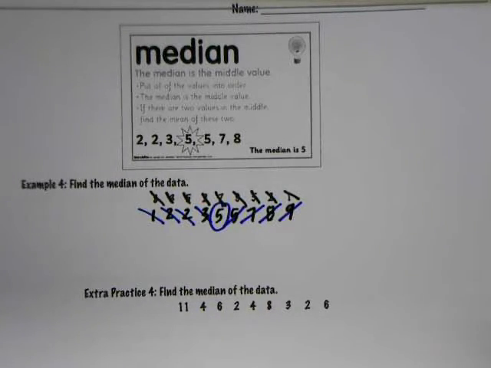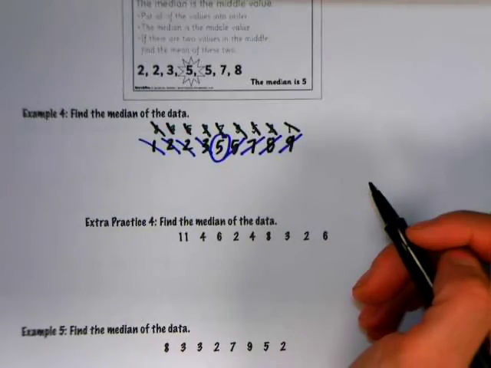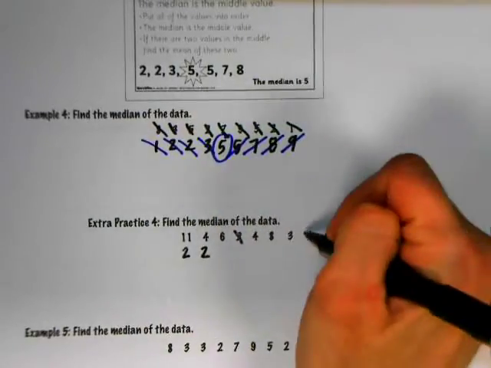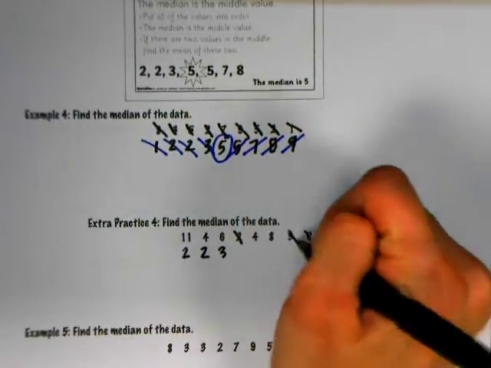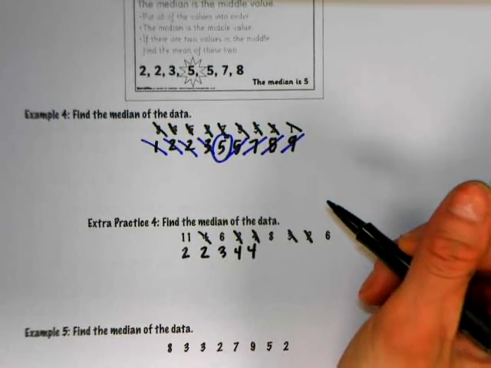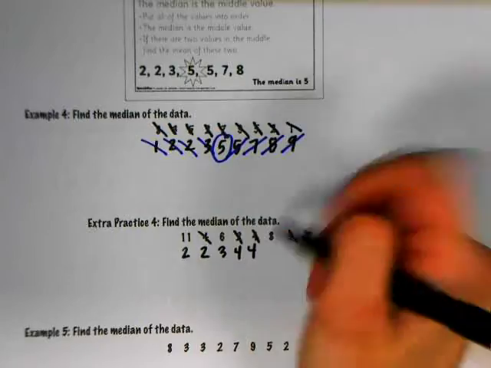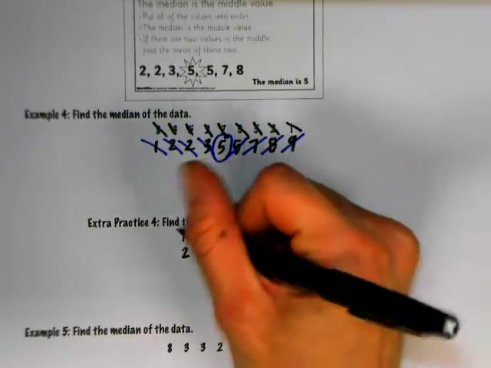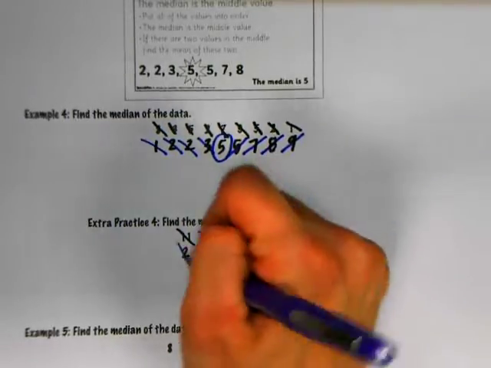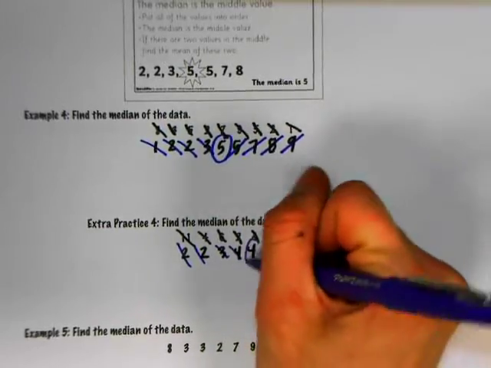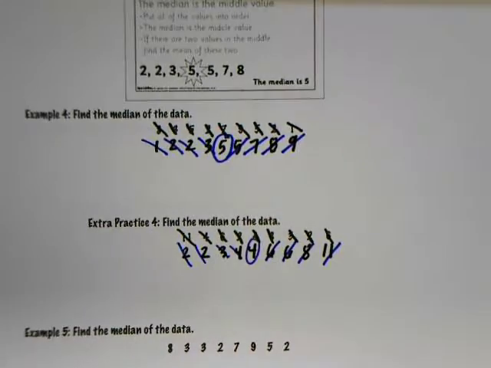Okay, ready? Yeah? Okay, so in order, 2, right? 2, 2. Okay. And then what do you guys get for the median? Yep, 4. Okay, we good there?